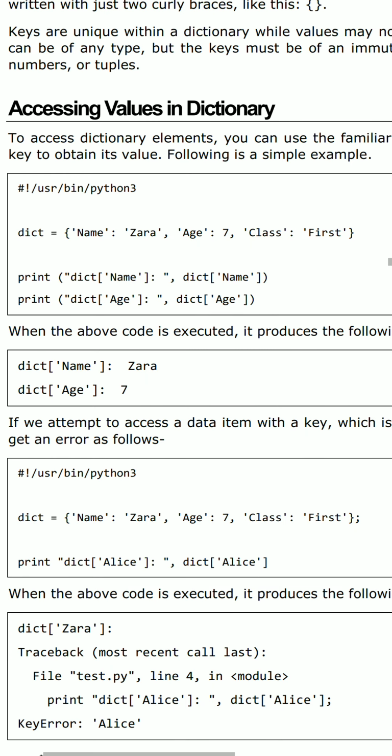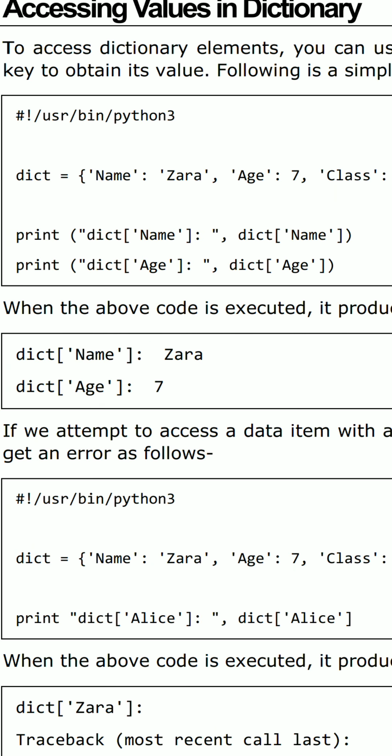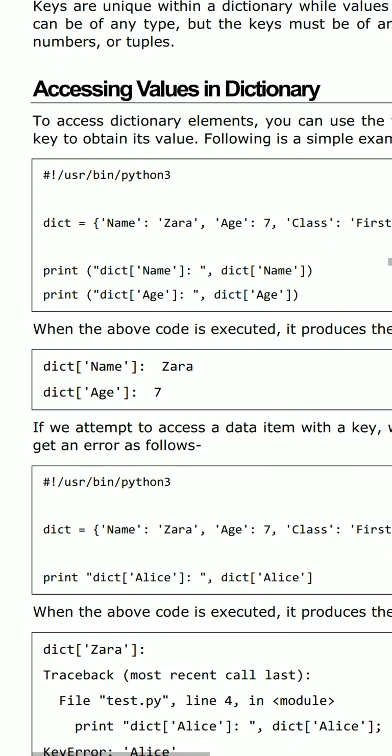Now, when the above code is executed, I am printing the dictionary values. You can clearly observe I am writing the dictionary name, and next the dictionary of name and the dictionary of age are printed after the print statement. So name is Zara and age is 7, printed onto the output screen. So this is the way.